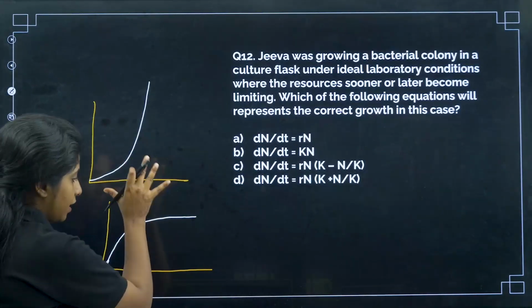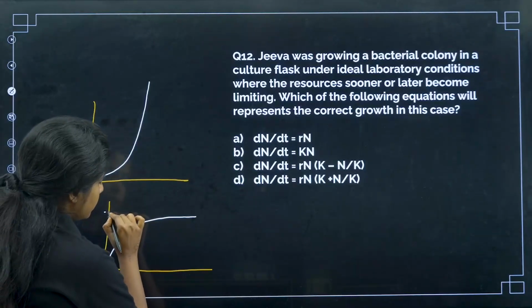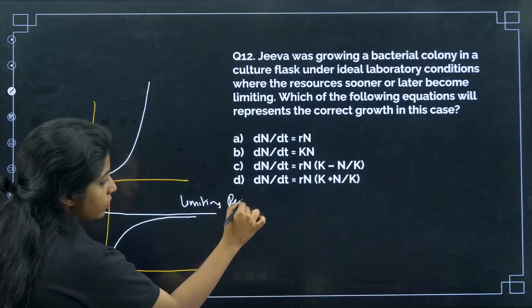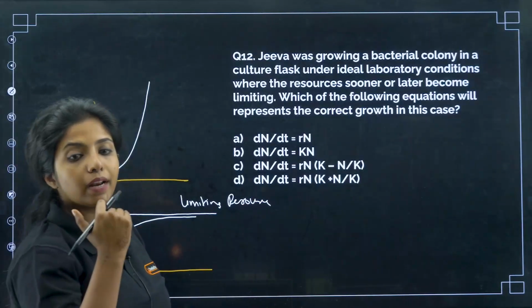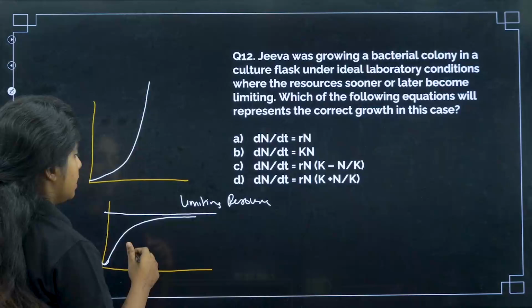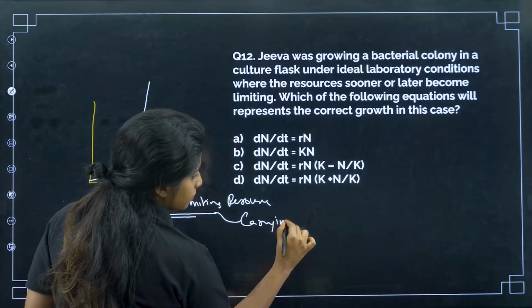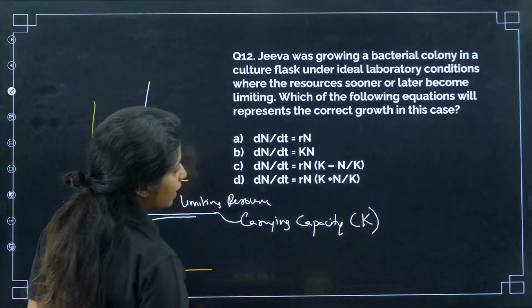That means whenever you're talking about the population or whatever thing is there, my dear children, there will be something that will be limiting. There will be a limiting resource. Obviously, they will all be fighting for resources. So, you cannot go beyond a level. And this particular level is known as the carrying capacity, which is represented by K, my dear children.